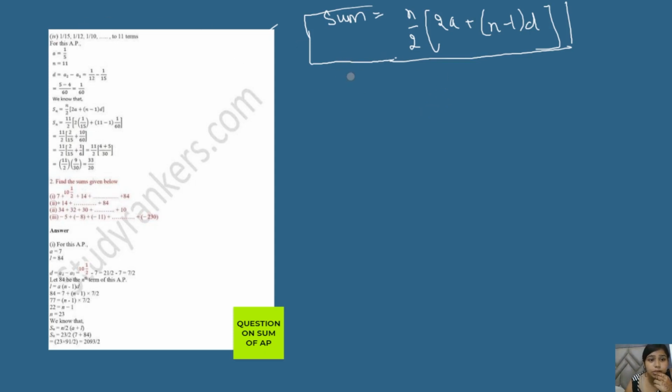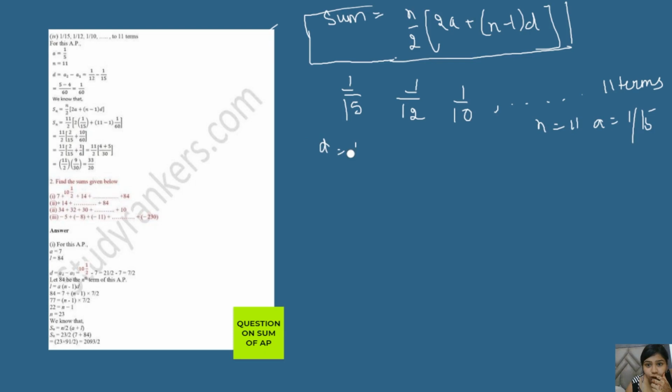So our first given is 1 by 15, 1 by 12, 1 by 10, up to 11 terms. I guess this is 1 by 15, if I'm not wrong. So this is basically up to 11 terms. So the total number of terms is 11. A is 1 by 15, already given. D we have to find out, like 1 by 12 minus 1 by 15. We will be getting 60 as the LCM. 5 minus 4 equals 1 by 60 as the D. So our D will be 1 by 60.